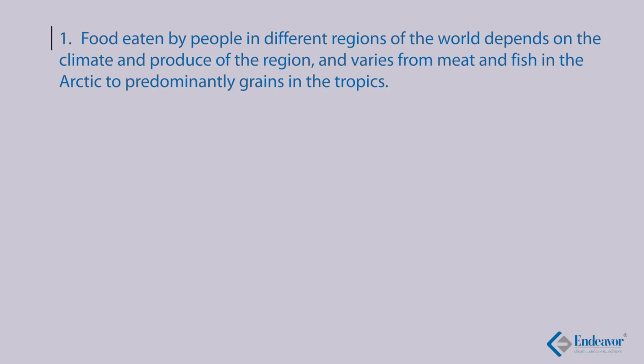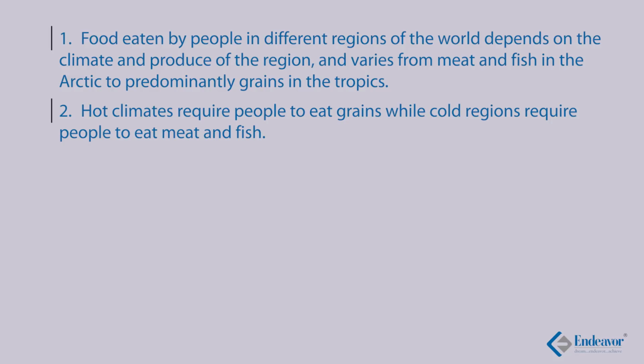Option 1. Food eaten by people in different regions of the world depends on the climate and produce of the region and varies from meat and fish in the Arctic to predominantly grains in the tropics. More or less correct information. Let's keep this aside.